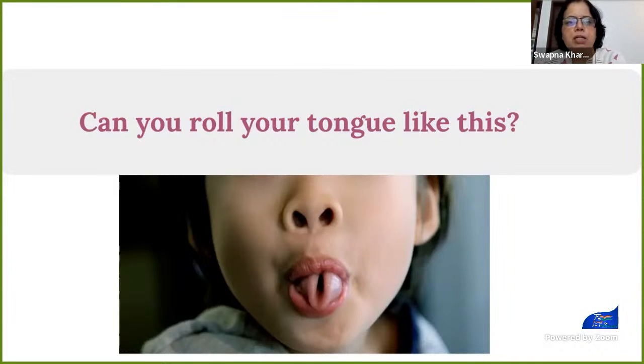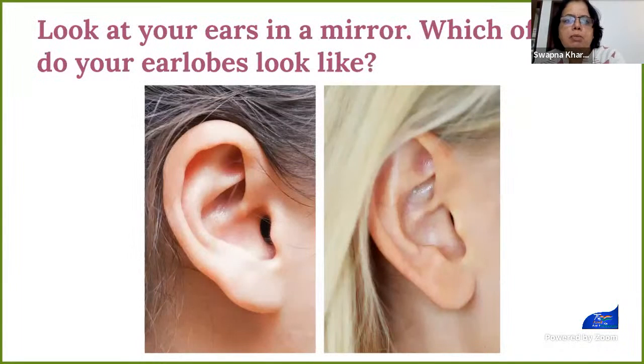One of the simplest characters that everybody can study, all of you can check yourself now, is whether you can roll your tongue like this. This is also a dominant allele, in people who can roll their tongue versus people who cannot. Please try it out and put it in the chat box. And a similar case is if you have looked at your family members or friends.